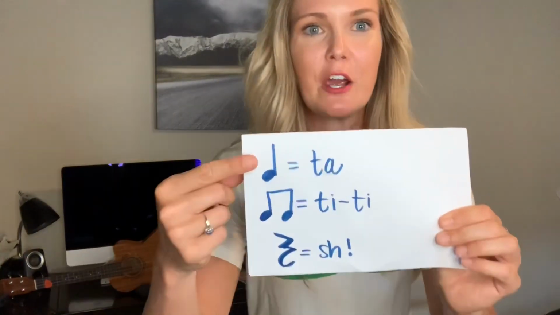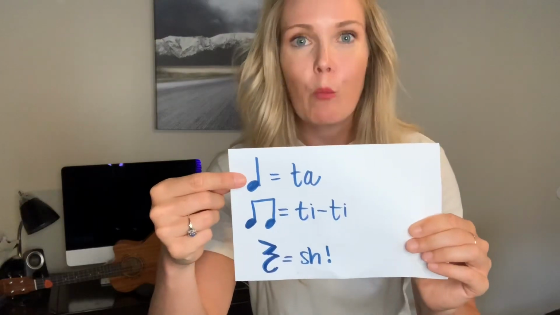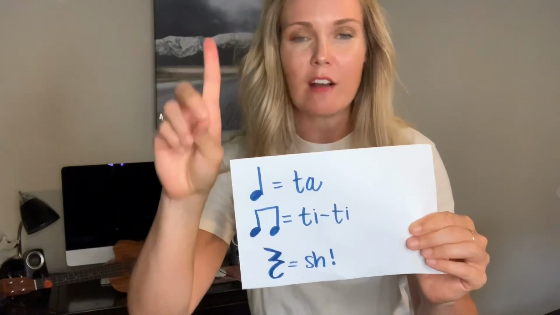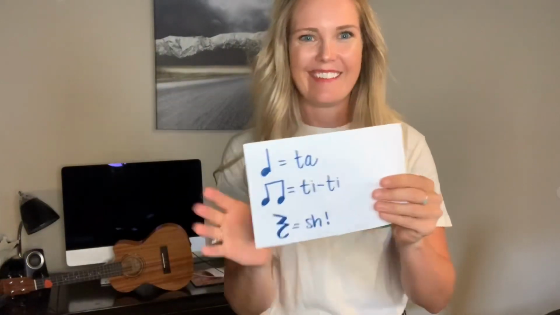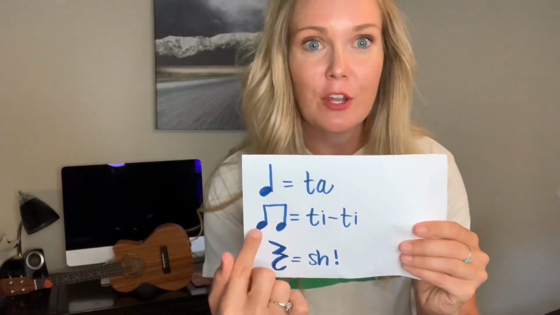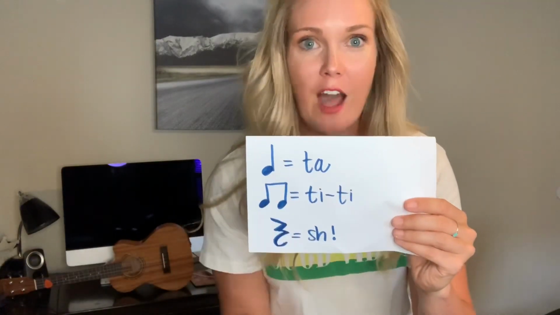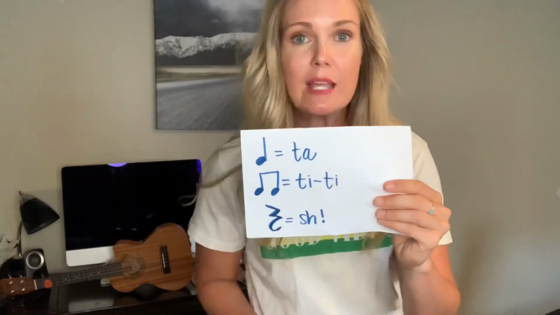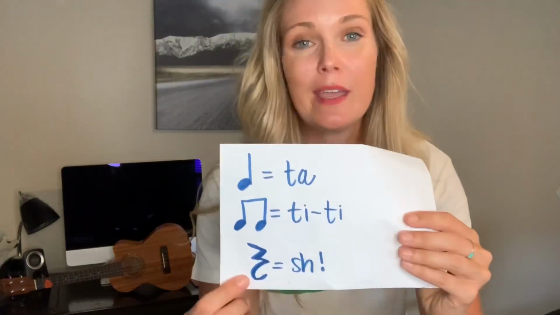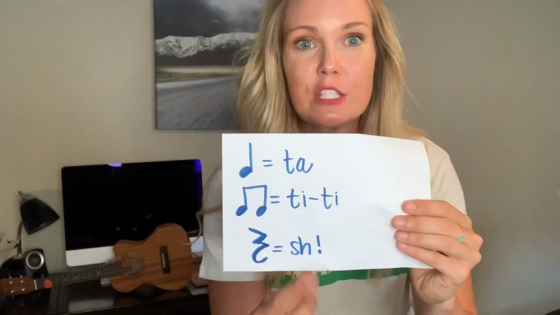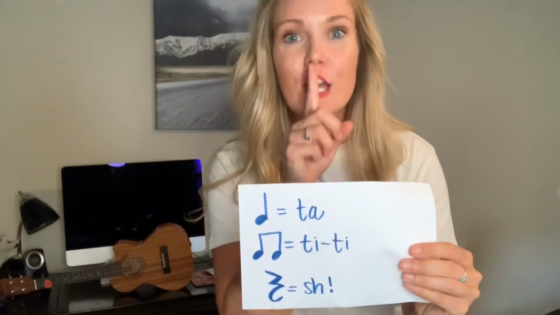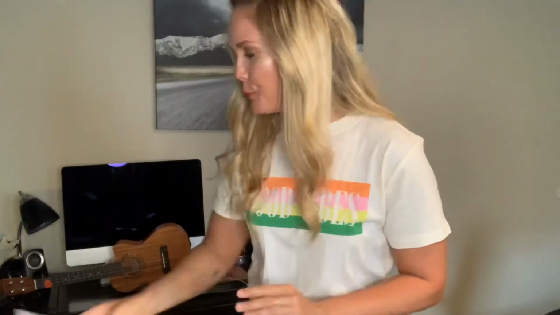So let's review if we can remember. We have our quarter note, which we clap once because it's one beat, and we call it ta. Then we have our eighth notes, which we pair together at the top and we call them TT, and we clap it quick together, TT. And then finally, we have our quarter rest, which is one silent beat where we'll go shh. So let's put our new knowledge to the test.